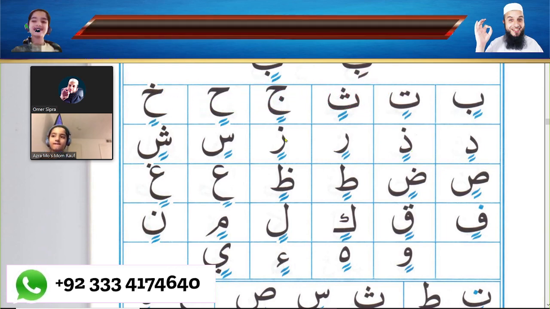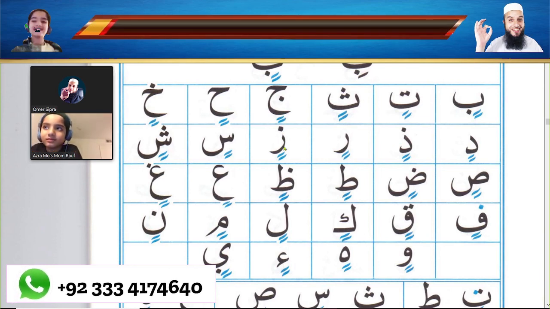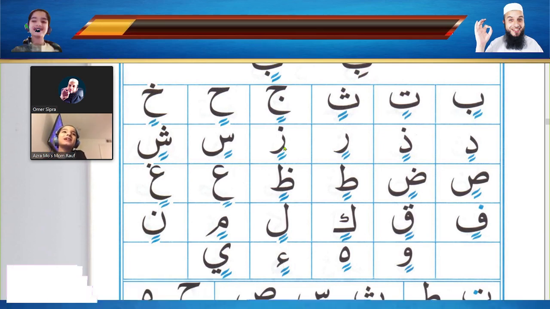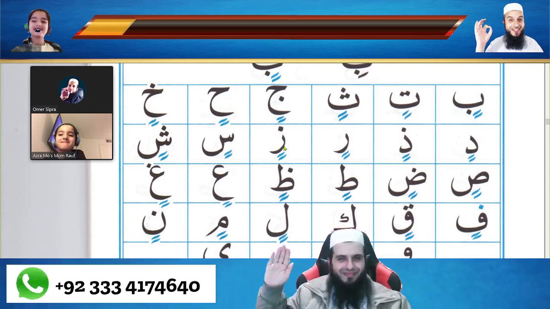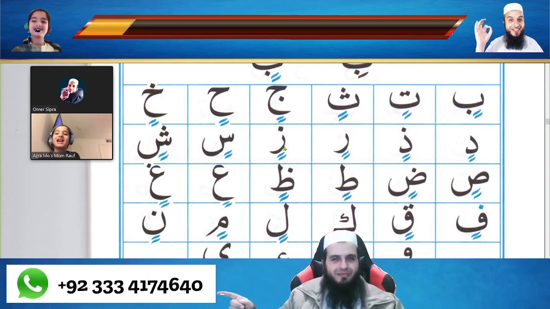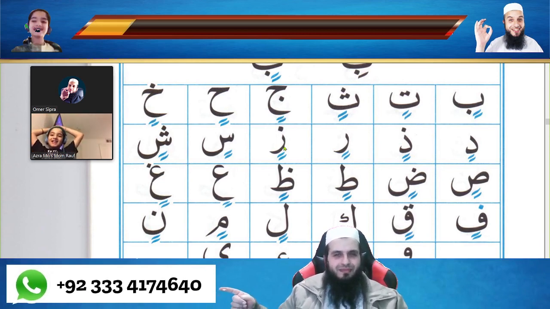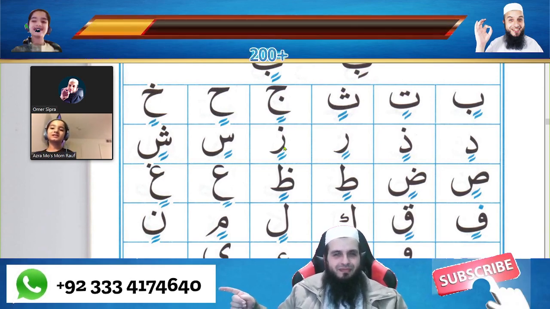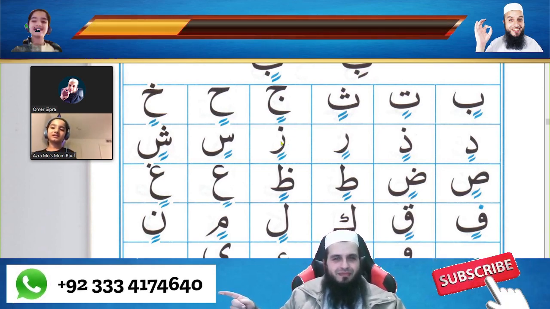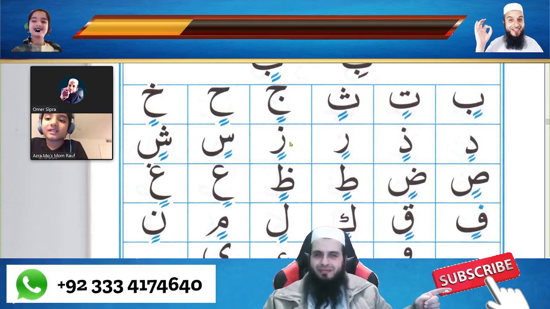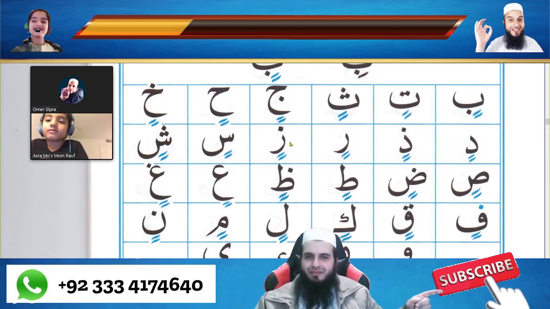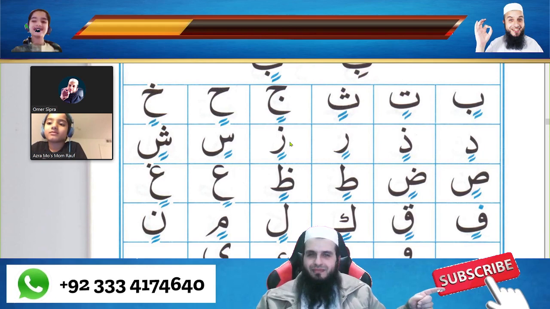Okay, what about the letter Za? Where do you place your tongue in the letter Za? Upper back, the upper bunny teeth backside. Not at all. You do not touch your tongue anywhere in the letter Za. Look at the pointer here. I'm talking about the letter Za here. The upper teeth and the lower teeth have a little bit of gap. The tongue does not touch anywhere, and we read this letter with force. So, this is Za.